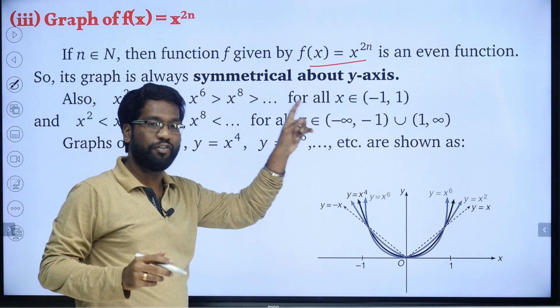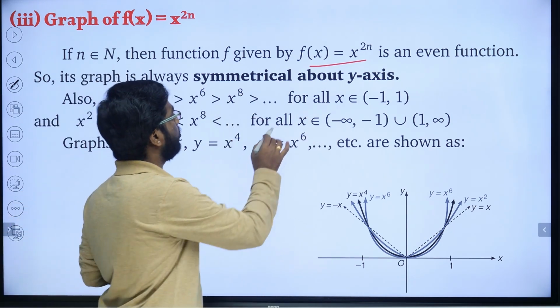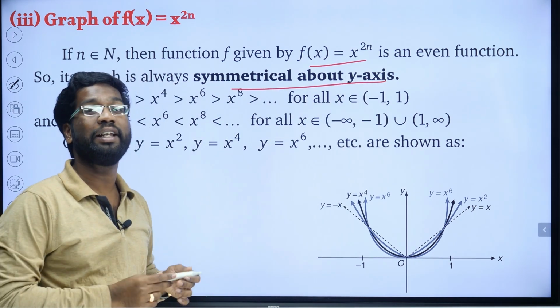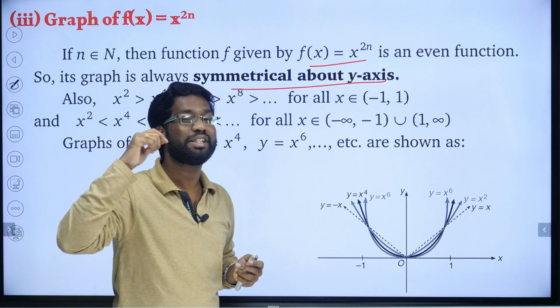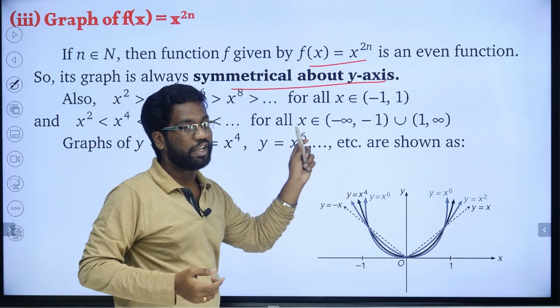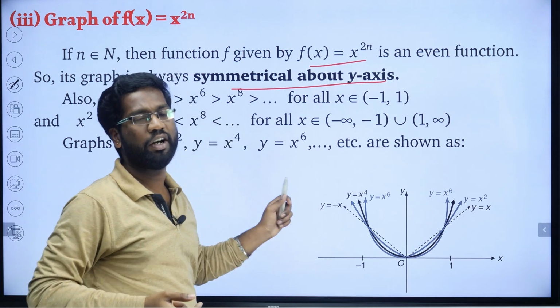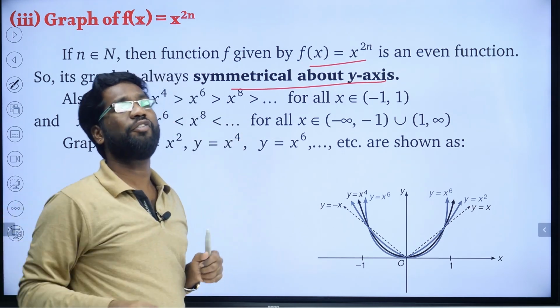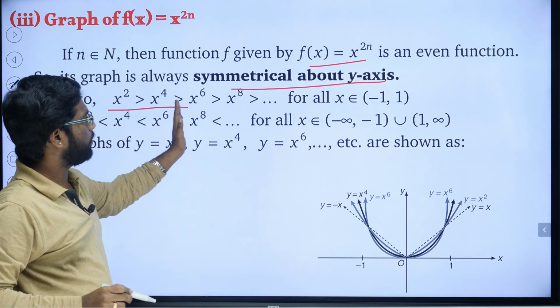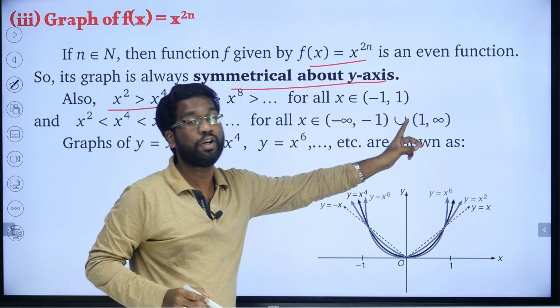If it is an even function, it is always symmetric about the y axis. Sometimes they will ask these properties in a question, my dear students, to trick you, to make you forget. But don't forget, my dear students; once you are strong in graphs, you never ever forget it. Okay, now also x square is greater than x power 4 for all x in minus 1 comma 1.